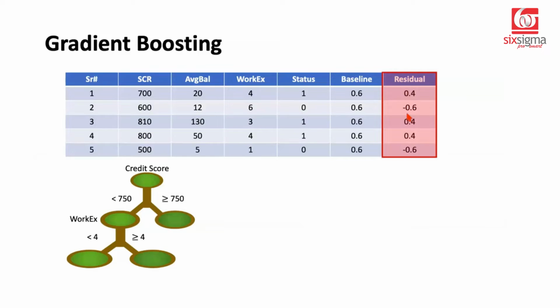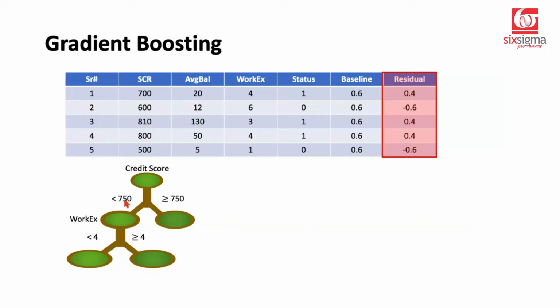So let's see, how do we map these residuals on the tree? First, let's look at this node. It is pointing towards those observations which have the credit score greater than or equal to 750. If you see in our data, we have only 2 such observations. And what is the residual corresponding to those? So both these observations will be mapped to this node.